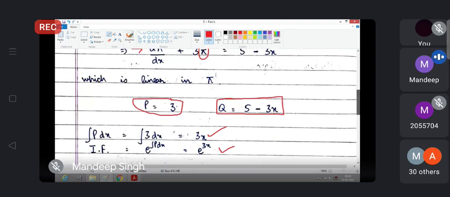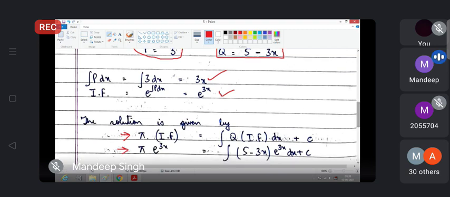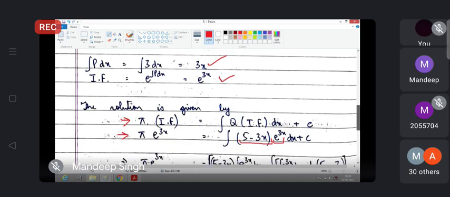The solution to a linear equation is given by pi into the integrating factor is equal to integral of q into the integrating factor dx plus c, which is pi into e raised to the power 3x is equal to integral of 5 minus 3x into e raised to the power 3x. Now, see, in the second question there were 3 terms, फिर इंटीग्रेटिंग फैक्टर था तो हमने इंडिविजुअल वैल्यू के साथ मल्टीप्लाई कर लिया, वन ऑफ द टर्म्स इवन कैंसल्ड आउट, 5dx रह गया था फिर. Here we treat this as one term, this as the second term. इंटीग्रेशन बाय पार्ट्स यहाँ पे लग जाएगा. 5 minus 3x is our first function, e raised to the power 3x is our second function.